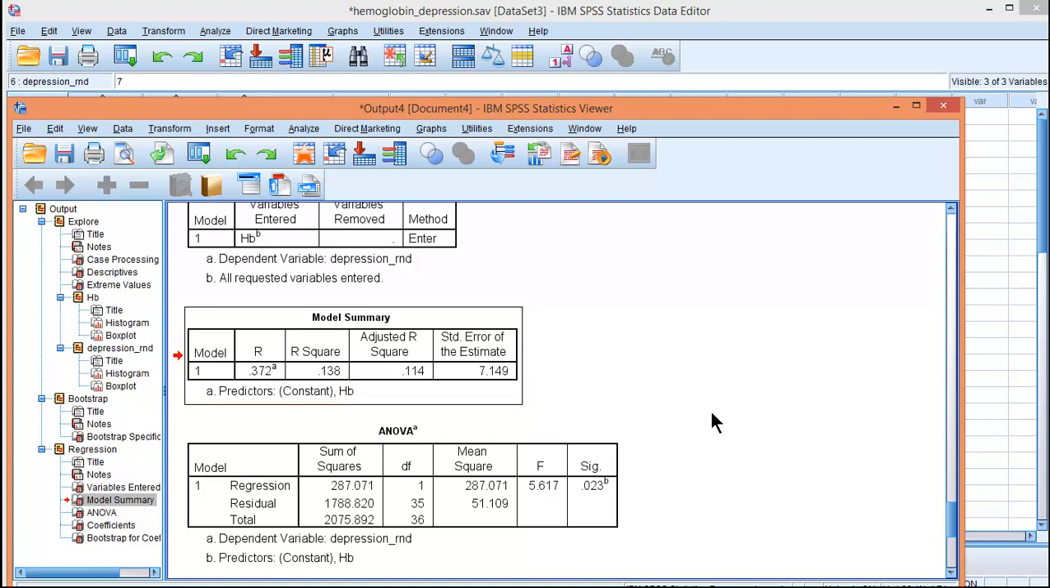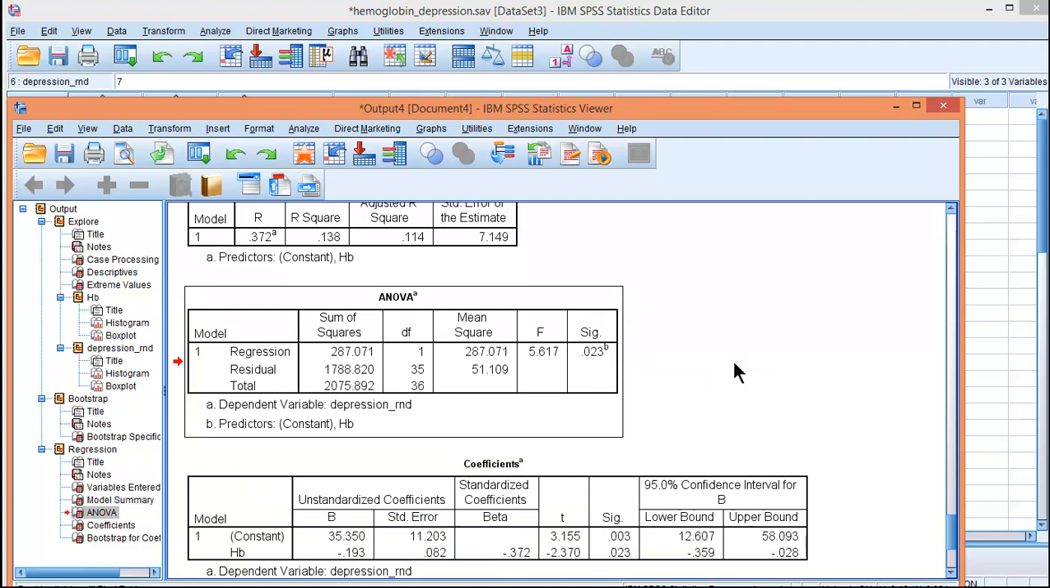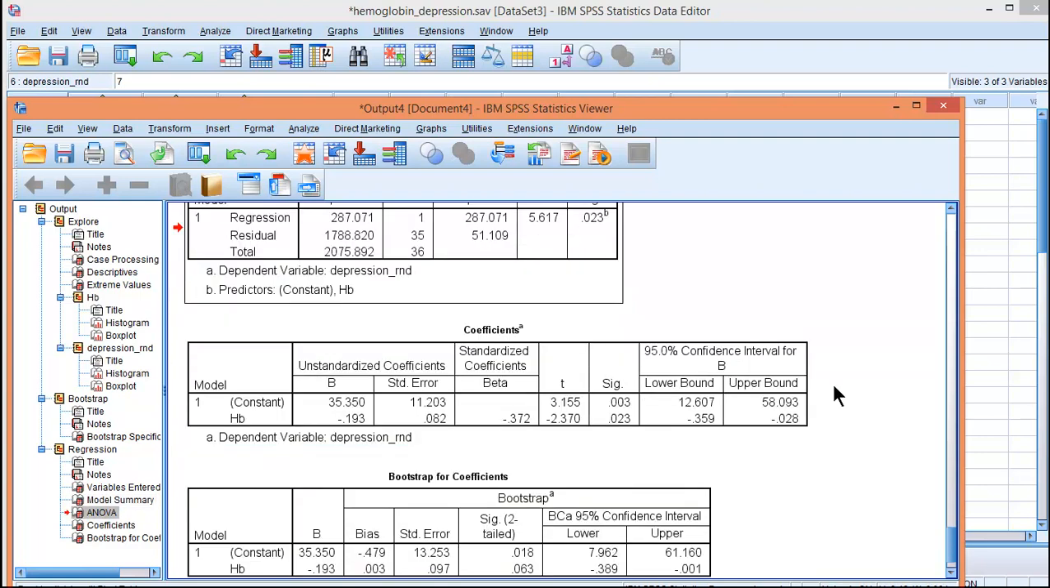Now, adjusted R squared is the more accurate estimate in the population, so technically you should be reporting the adjusted R square. And then we have the standard error of estimate here, 7.149. Most people do not report the standard error of estimate in their results. You can ignore this table because it's redundant with other information.